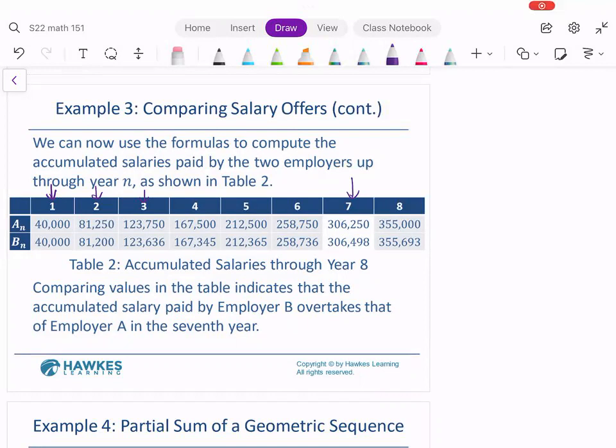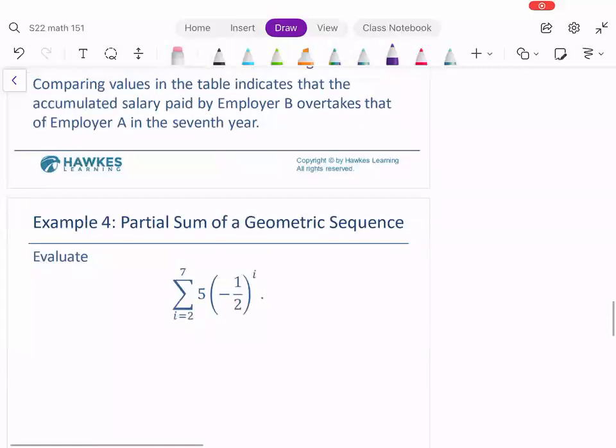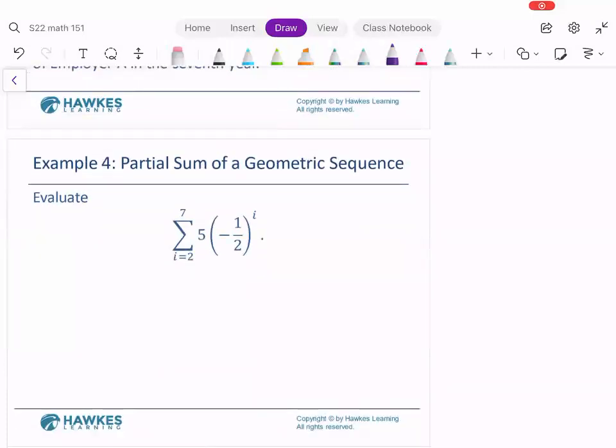As a second example of the partial sums of geometric sequences, let's look at this partial sum from i equals 2 to 7 of 5 times negative 1/2 raised to the i power. This is a partial sum of a geometric sequence, but as it's written, that first term and the common ratio are not apparent. So a good way to begin is to write it out.